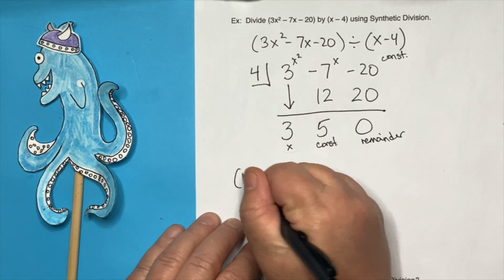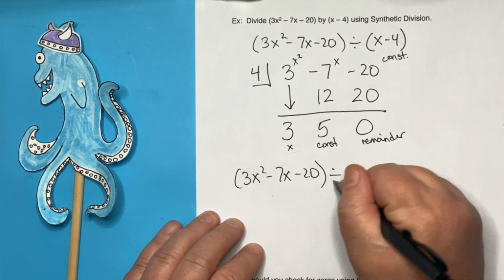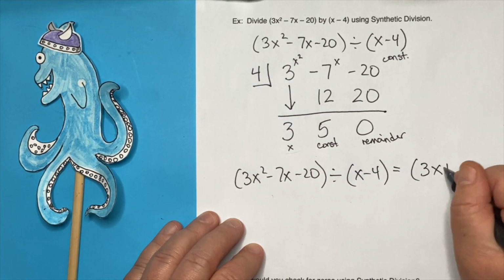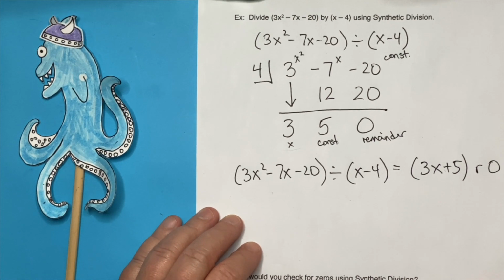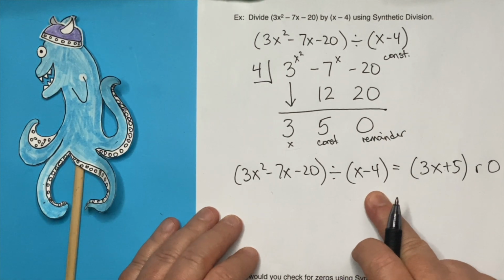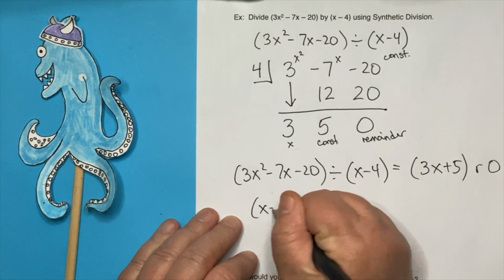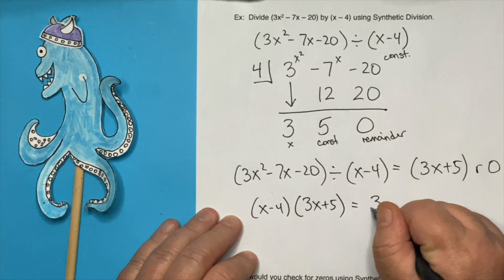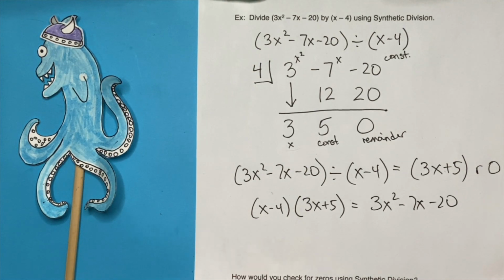So the answer is 3x squared minus 7x minus 20 divided by x minus 4 is equal to 3x plus 5, remainder 0. Now, why is this nice? Well, now if you can do synthetic division, you can check factoring really quickly. Woohoo! So in other words, x minus 4 times 3x plus 5 multiplied together give us 3x squared minus 7x minus 20, which is really cool.